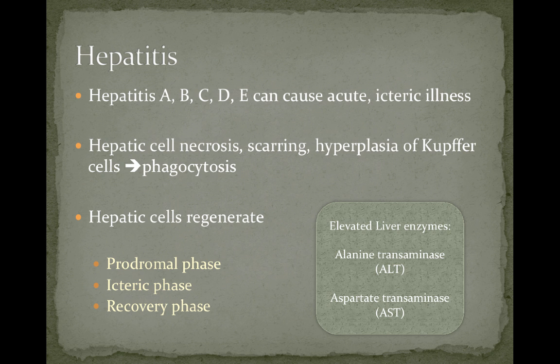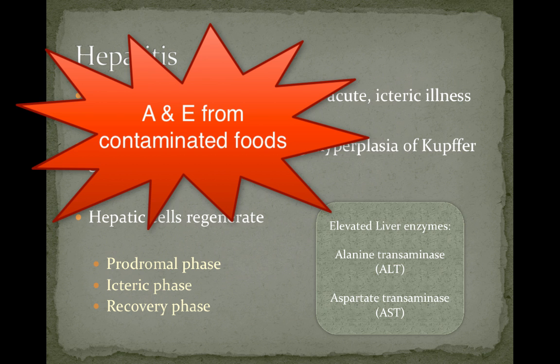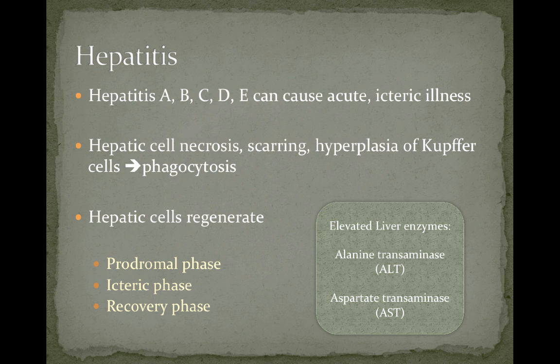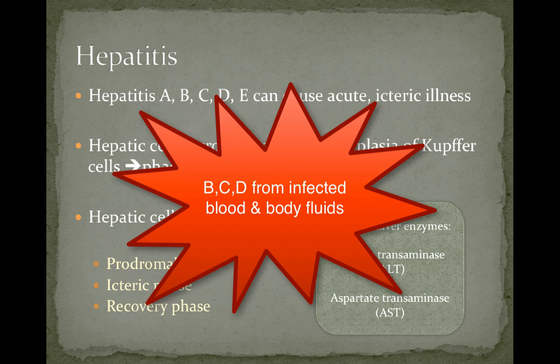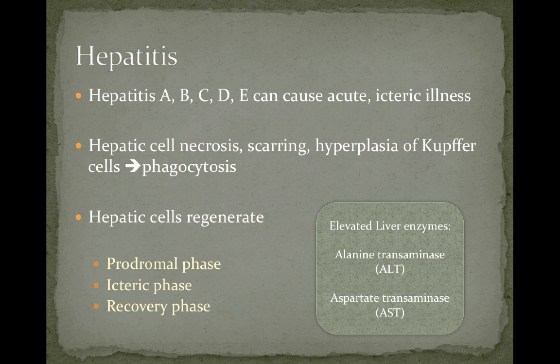Hepatitis A and E are the forms of hepatitis that you get from the fecal-oral route. You will get that from contaminated foods. B, C, and D are parenteral route or sexual route, and are transmitted when we come in contact with infected blood or body fluids.